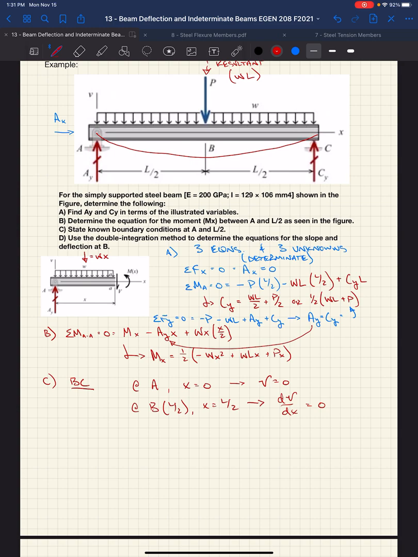Part D, now we get to do all the fun stuff. We got to start integrating. So we do double integration to determine equations for both our slope and our deflection. We start with D here.